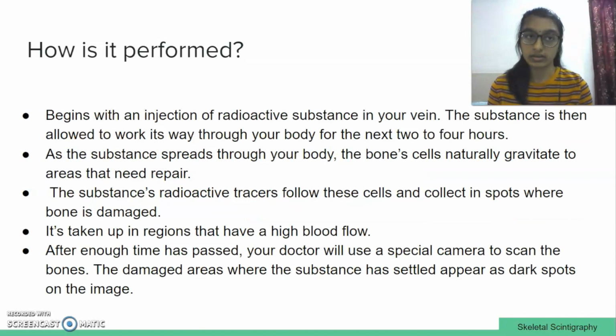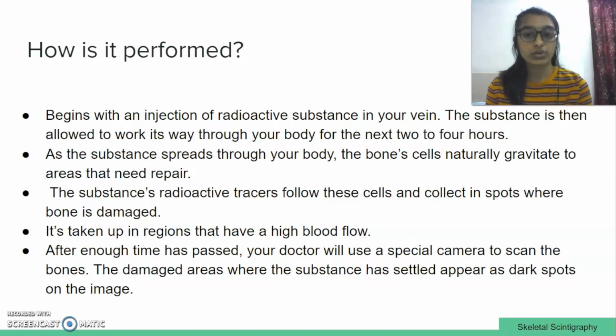How is skeletal scintigraphy performed? It begins with the injection of radioactive substances into your vein. The substance is then allowed to work its way through your body for the next 2 to 4 hours. As the substance spreads through your body, the bone cells naturally gravitate to areas that need repair.